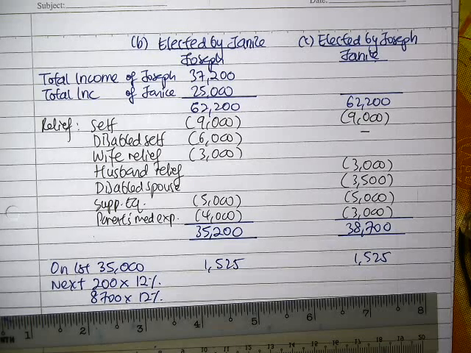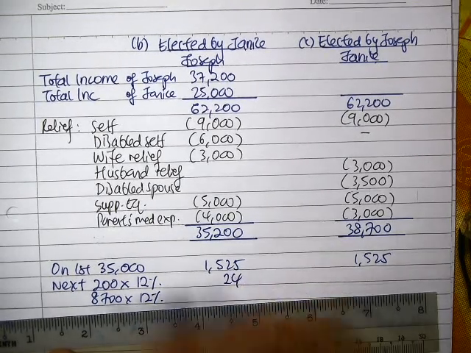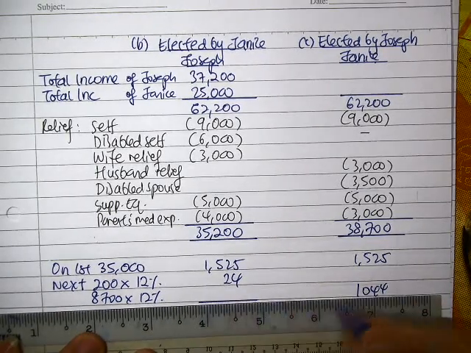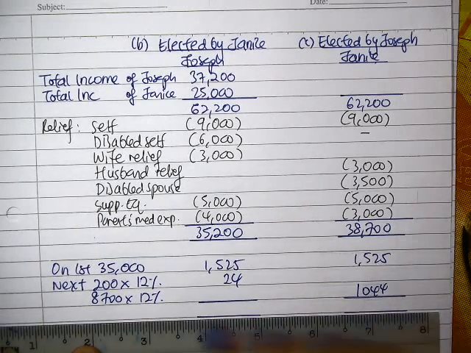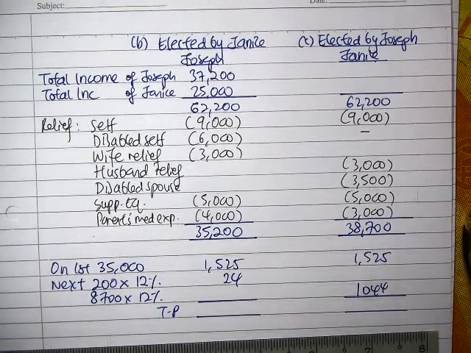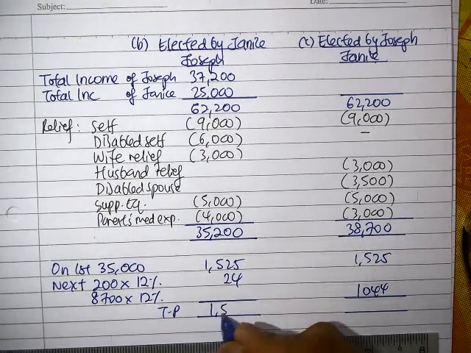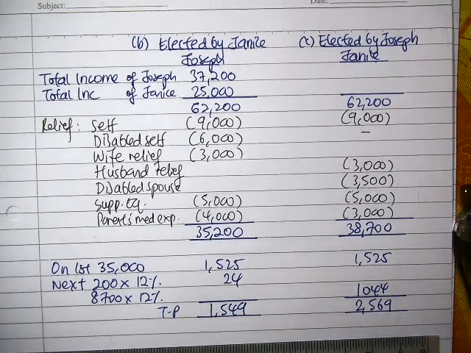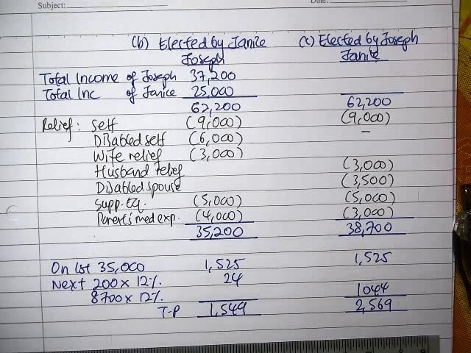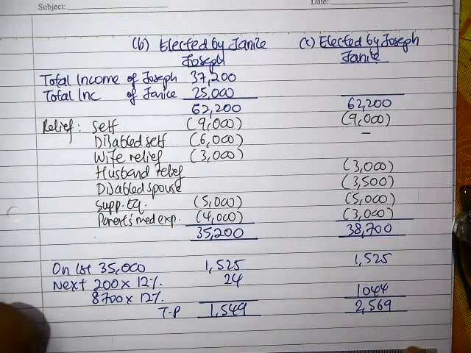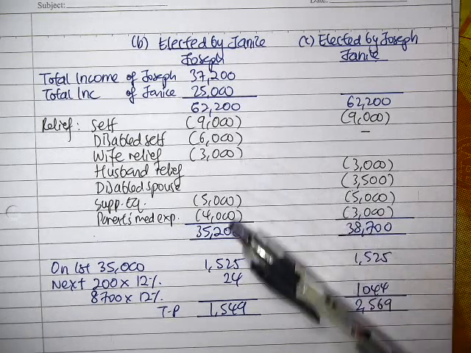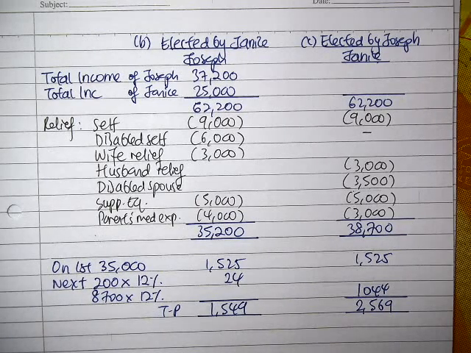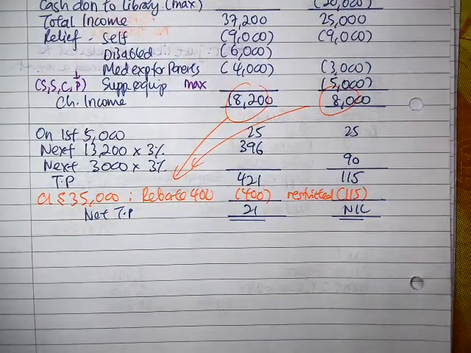Okay, let's see. We have 35,002. And we have 38,007. Okay, that's how the figures are going to be. Now how much tax are you going to pay on the first 35,000? Tax is 1,525. And the next 8,007, the tax rate would be 12%.